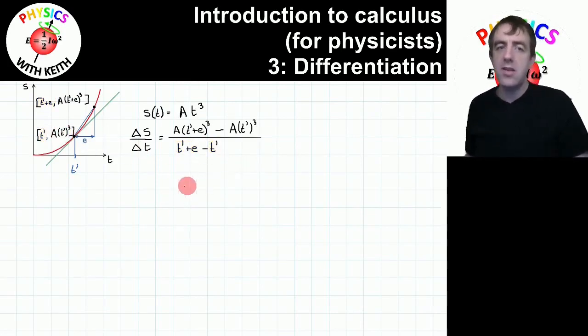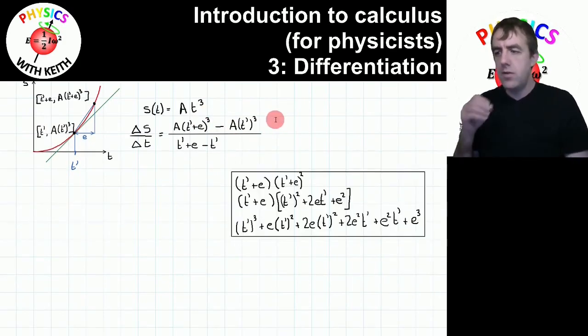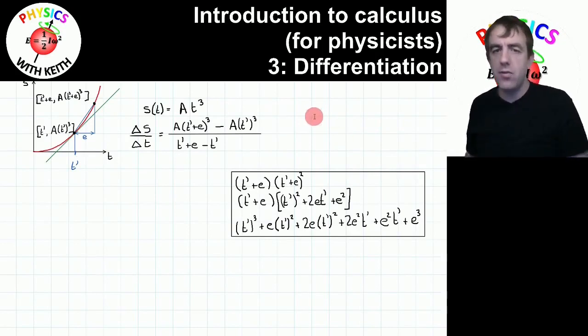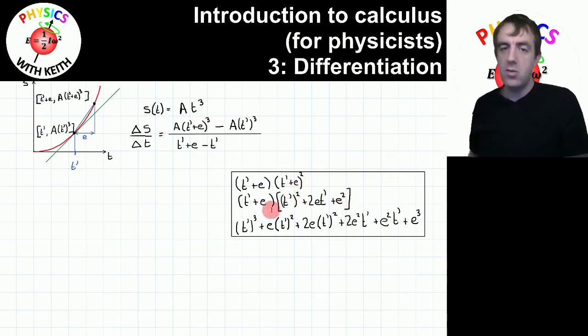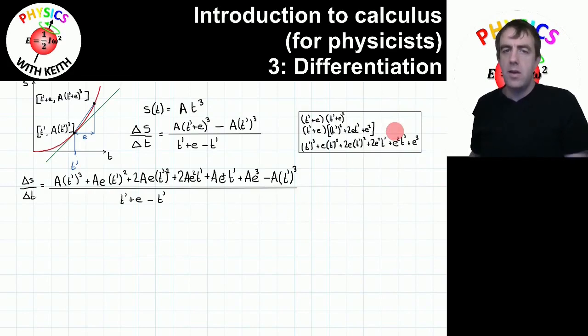And now we do exactly the same thing we did last time. We multiply out this bracket. I've just included there how to multiply out that cubic, and you can follow through those steps yourself. This is t prime plus e multiplied by t prime plus e all squared, and we already calculated what t prime plus e squared was. It's in these square brackets, so we just multiply that bracket out. Now when you multiply out that a, it looks like this.